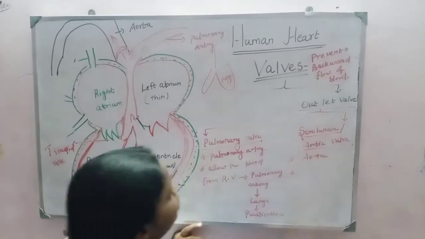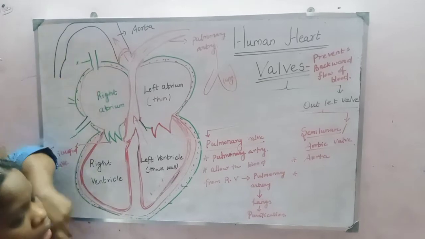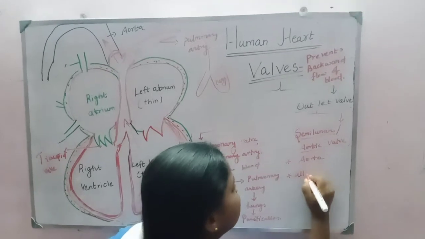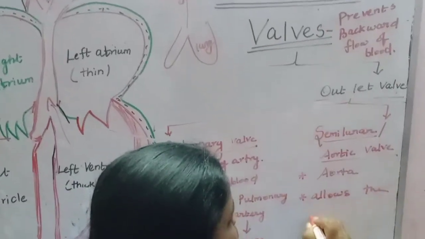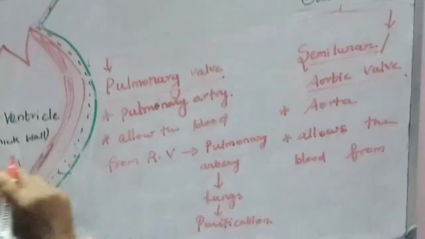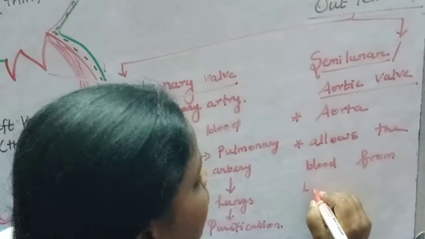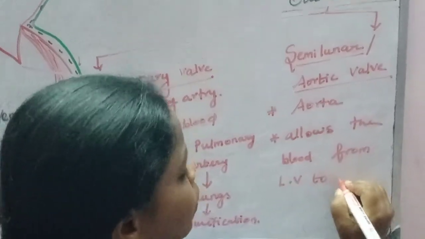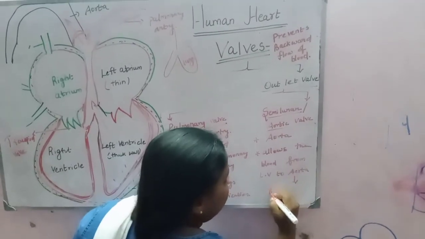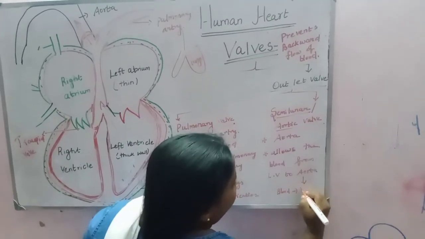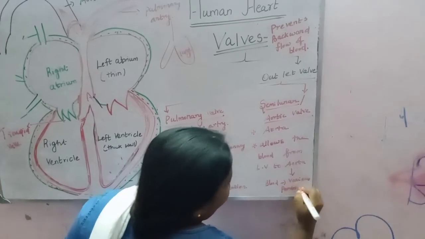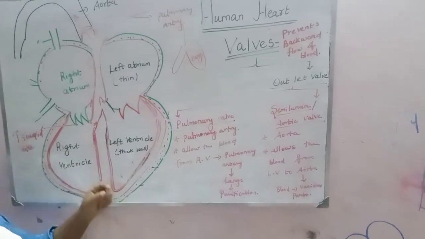Then what is the role of this aortic valve? It allows the blood from the left ventricle to the aorta. Through this aorta, the blood is distributed to various parts of the body. So that's all about outlet valves.